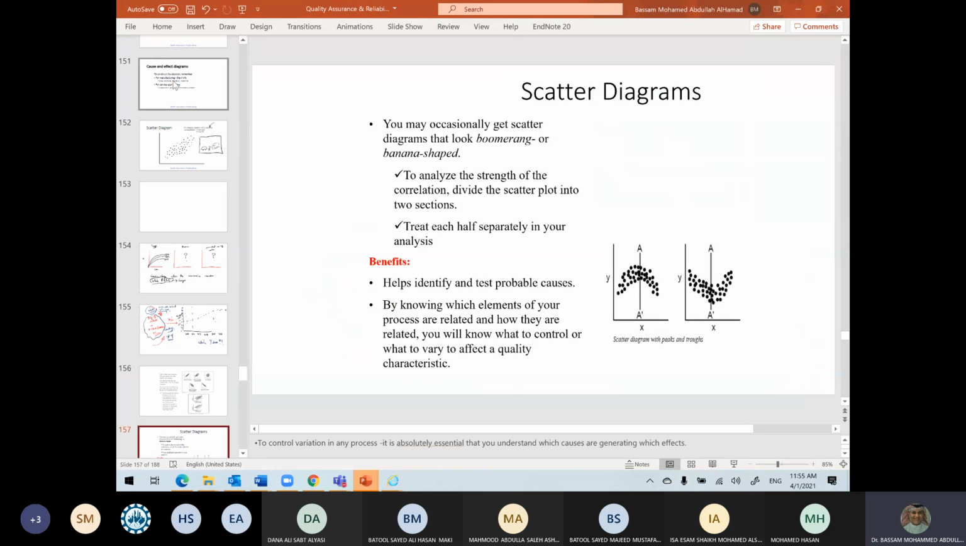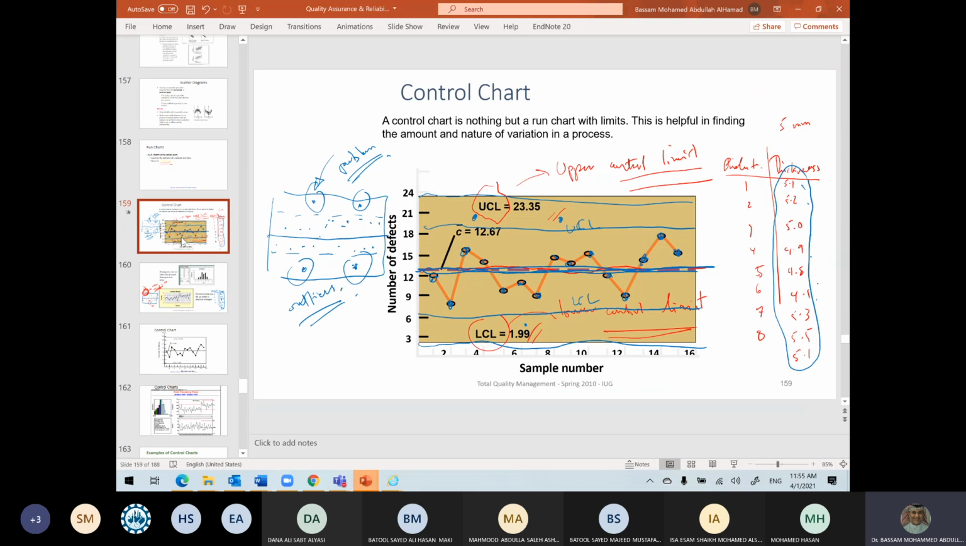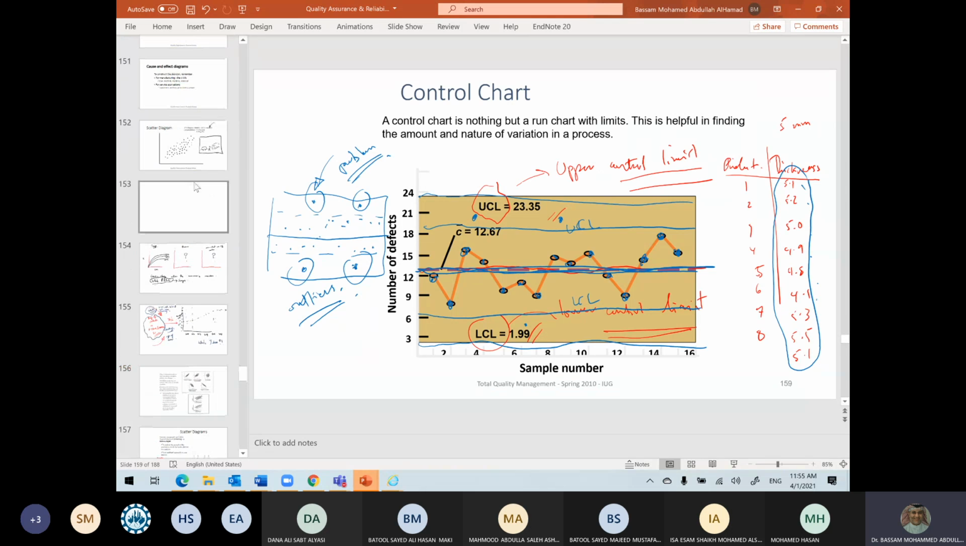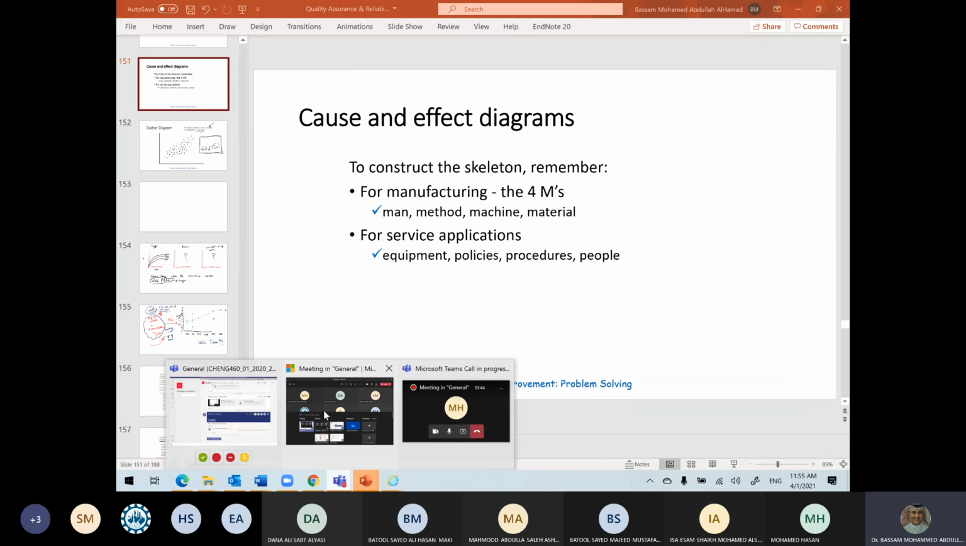Next time, we are going to take the cause and effect diagram after the break, and we are going to take the control charts, inshallah, all after the break. يعطيكم العافية. Any questions?